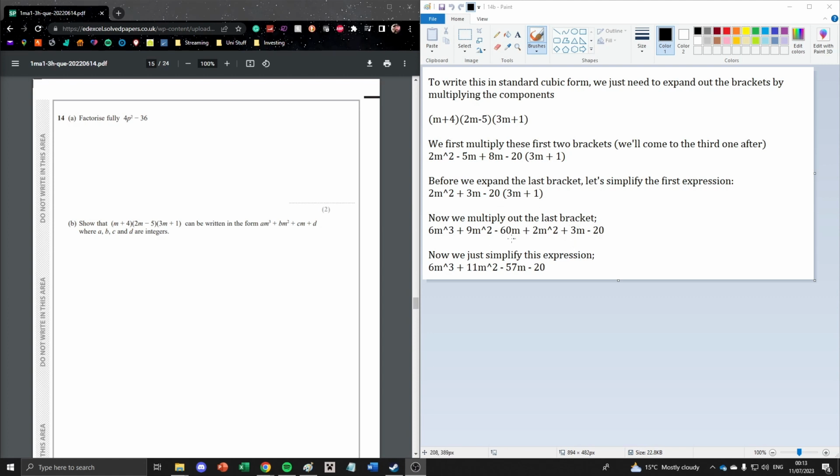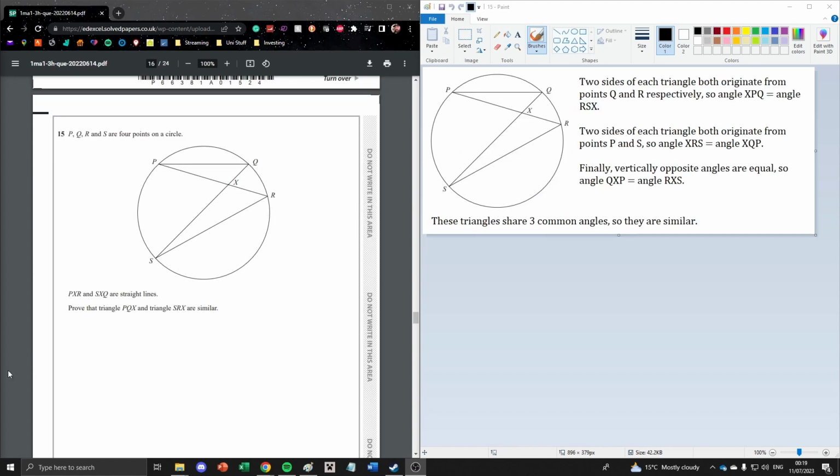But then we're going to simplify this expression again by collecting up like terms. We've got the 6m cubed already, that's the only m cubed term, that's fine. We have 9m squared plus 2m squared, so we get 11m squared, minus 60m and plus 3m, so we get minus 57m. And in terms of just numbers, no m's, we've just got minus 20. So our final expression is 6m cubed plus 11m squared minus 57m minus 20. So a, b, c, and d clearly are all integers.